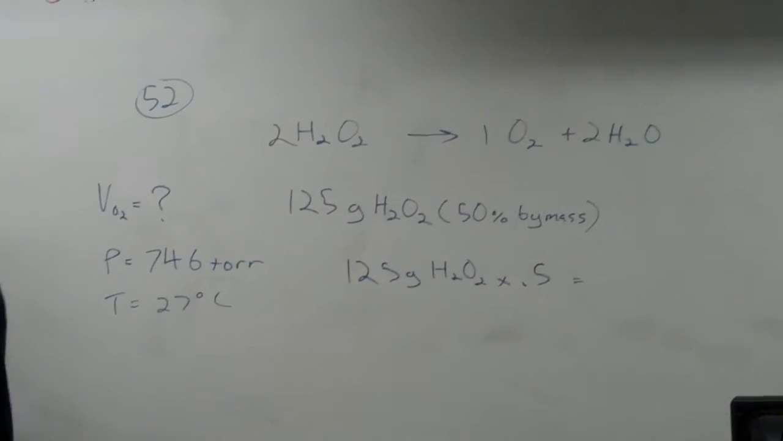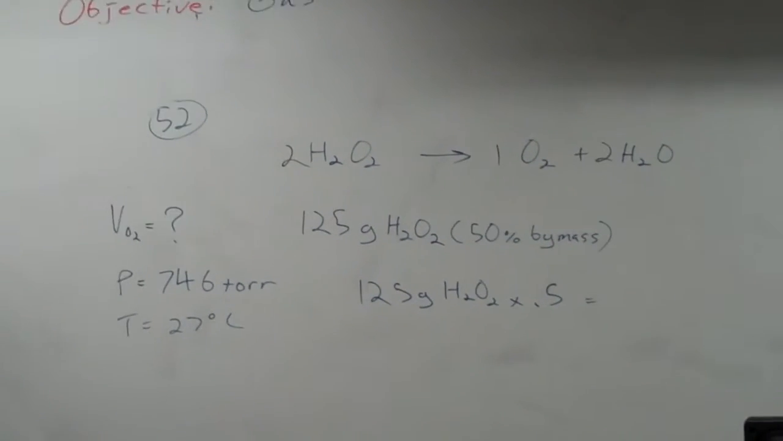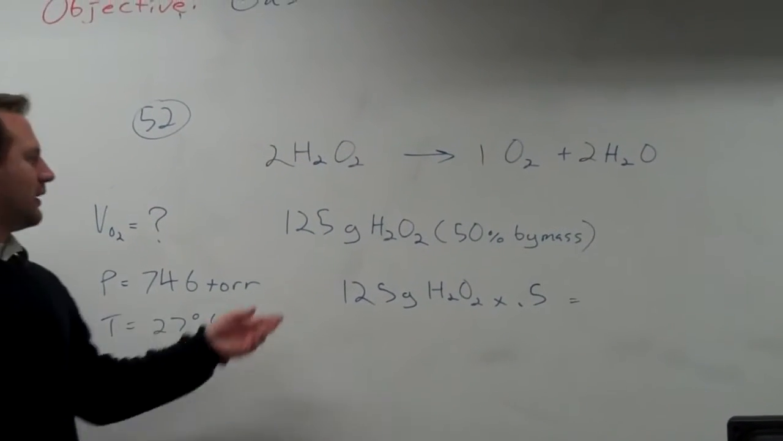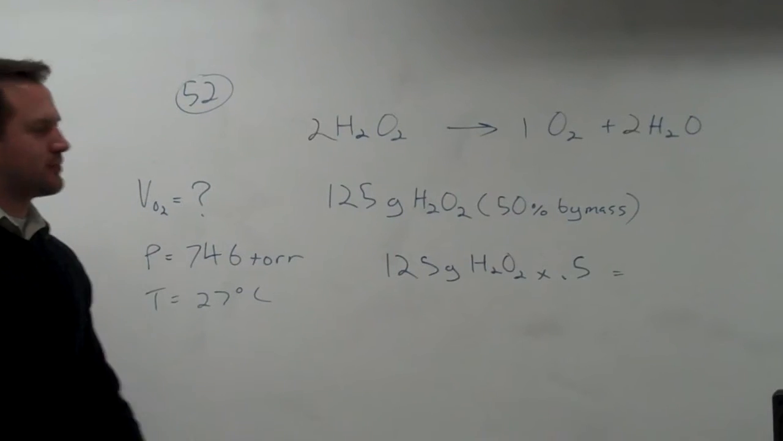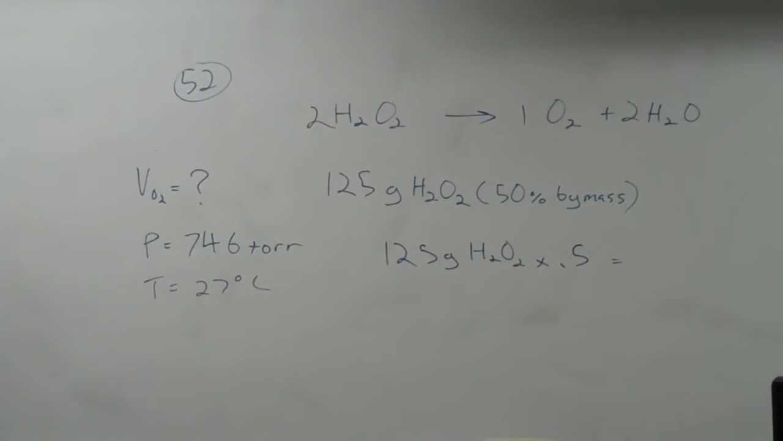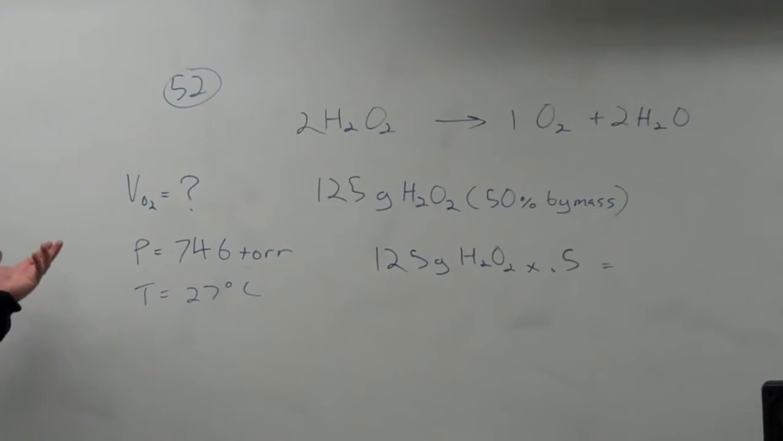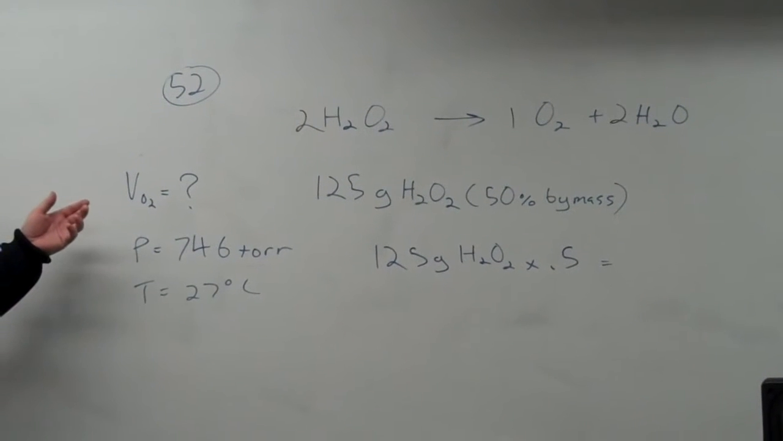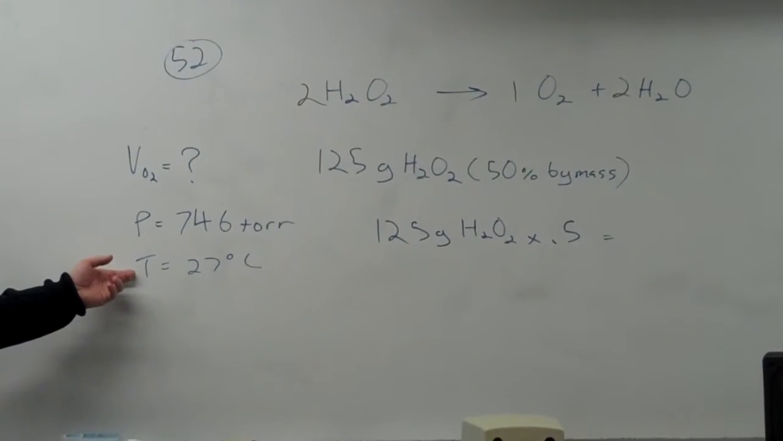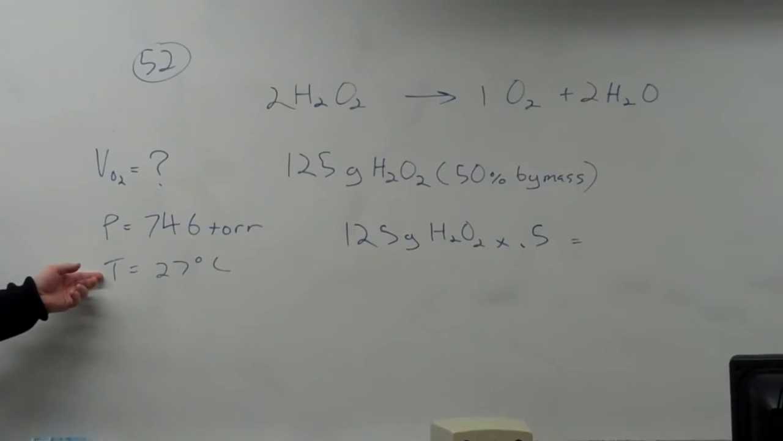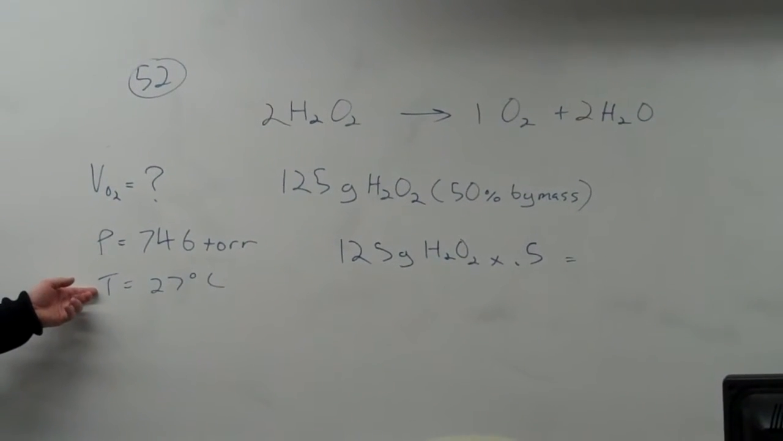Problem number 52 asks you how much oxygen gas you can get when you decompose 125 grams of a 50% by mass peroxide solution. So this is a simple solution stoichiometry, or gas stoichiometry, where we have a pressure condition, we have a temperature condition. We're going to have to find the number of moles first.